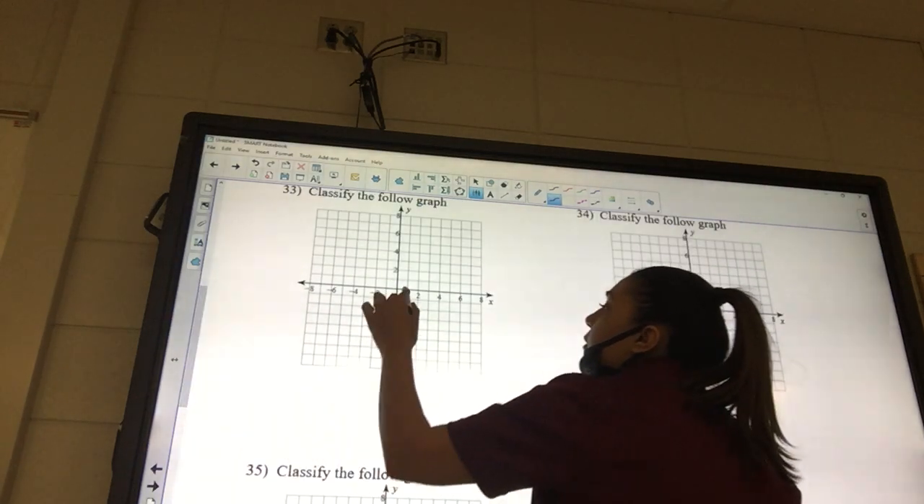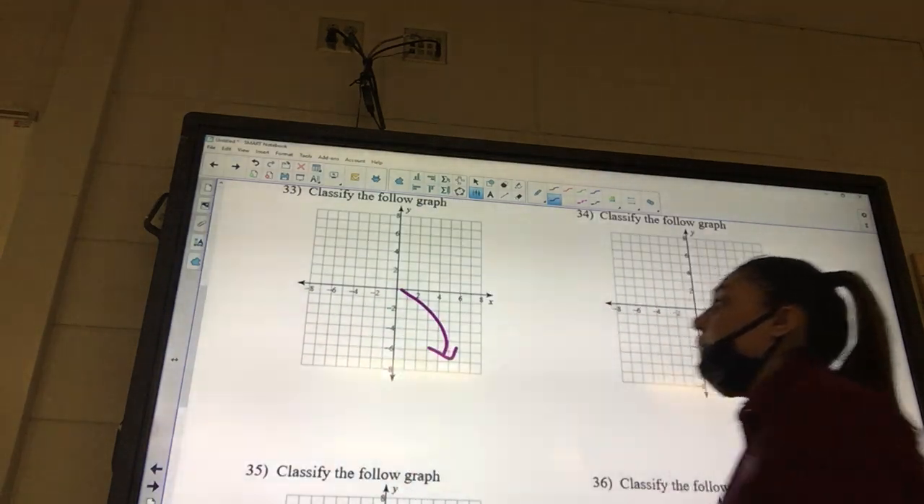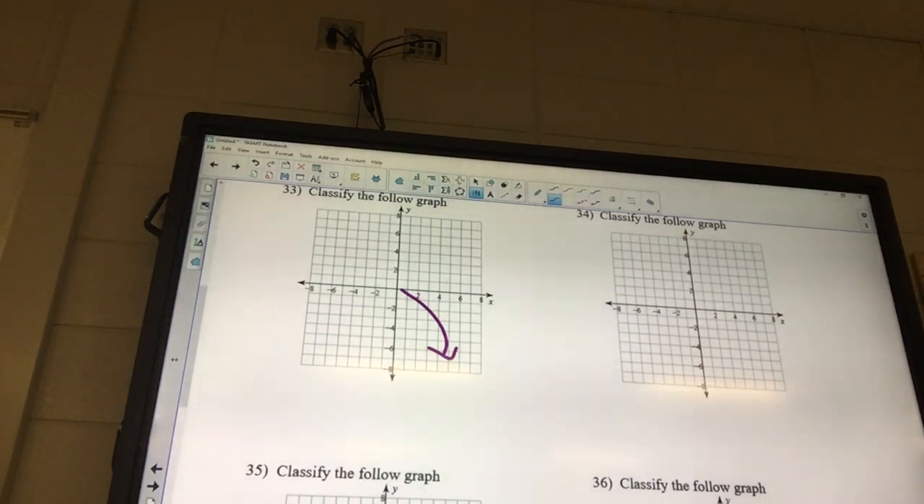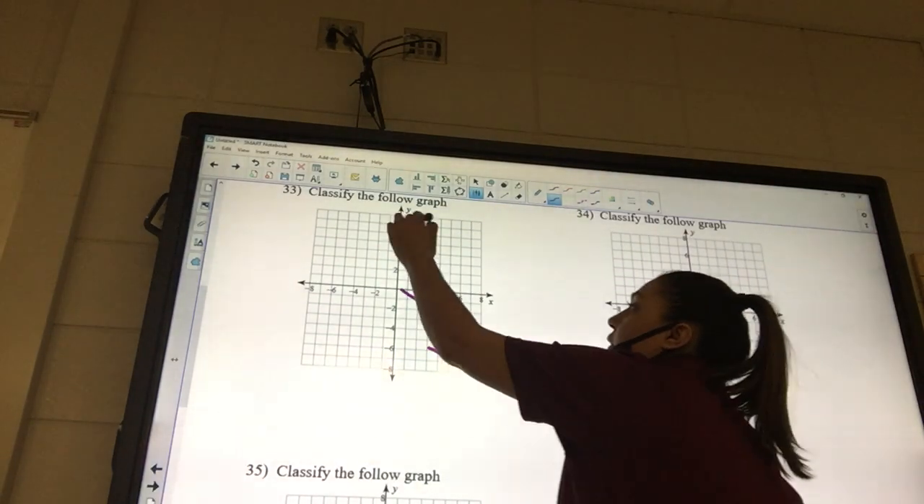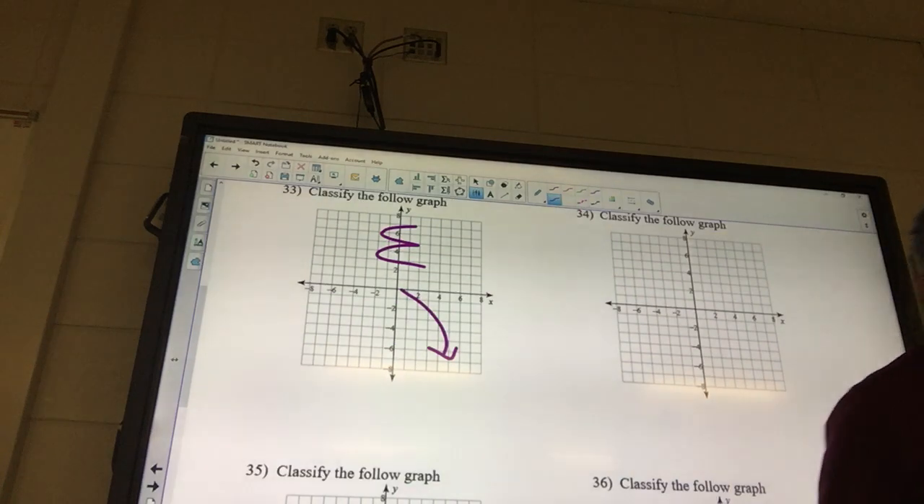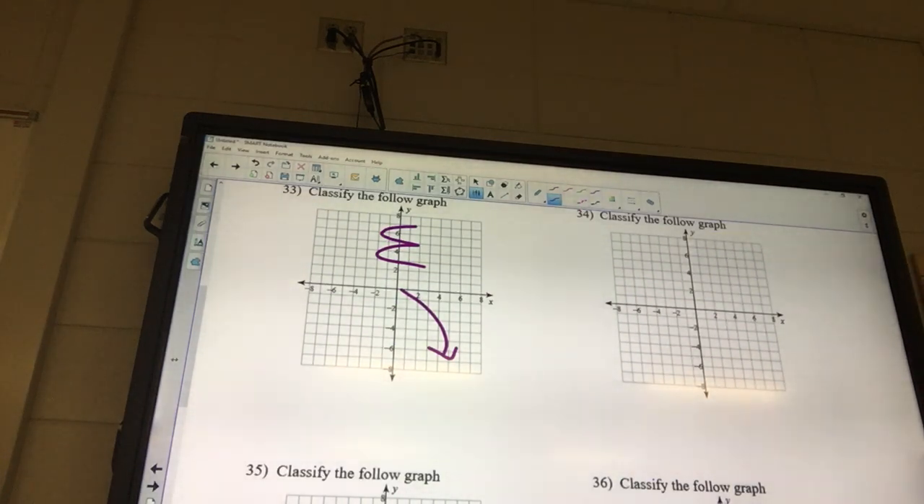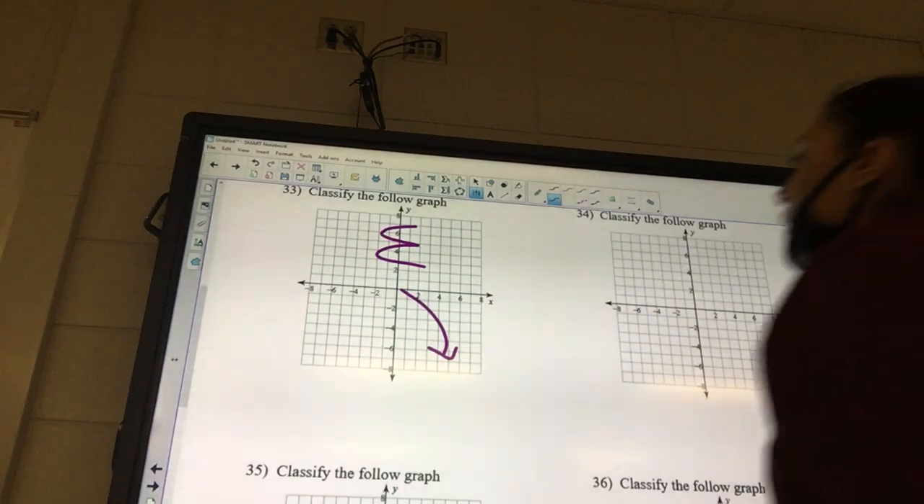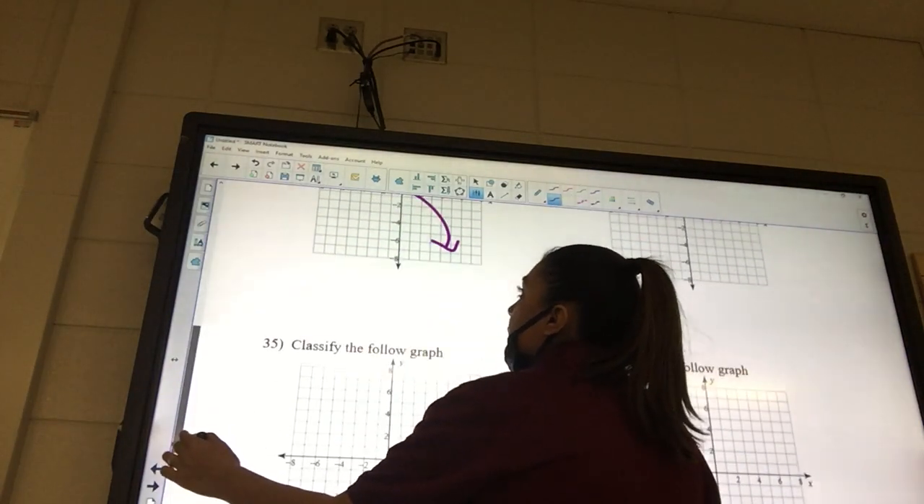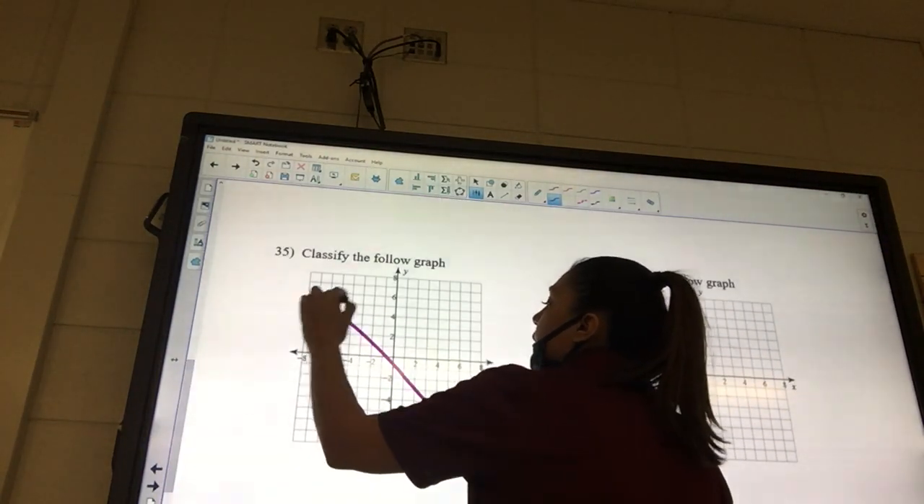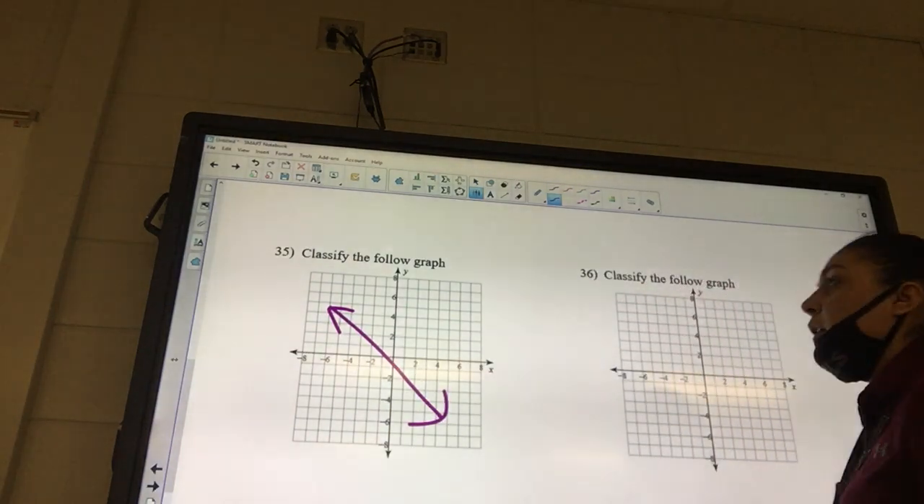What is that one? Quadratic. It's exponential. Okay, it's only going to be a quadratic if it's got a whole U. So it's just going to be an E. And let me say, look at 35. Linear.